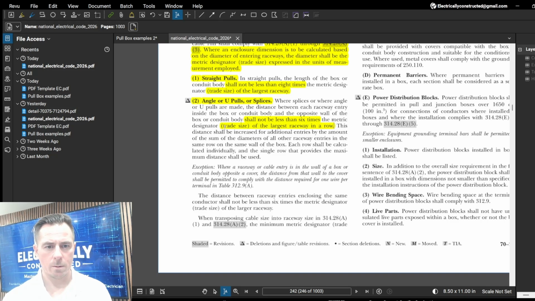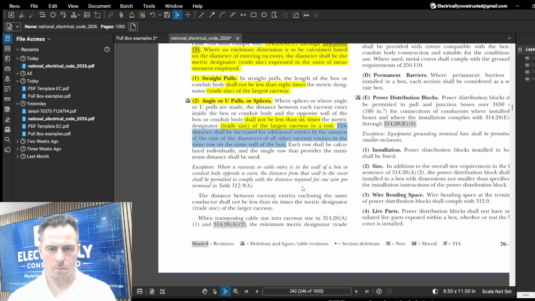Okay. This distance shall be increased for additional entries. Let's highlight that right away. This distance shall be increased for additional entries by the amount of the sum of the diameters of all other raceway entries in the same row on the same wall of the box. Let's get that right away. Each row shall be calculated individually, and a single row that provides the maximum distance shall be used.